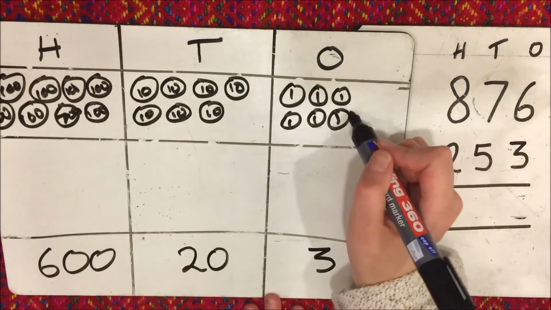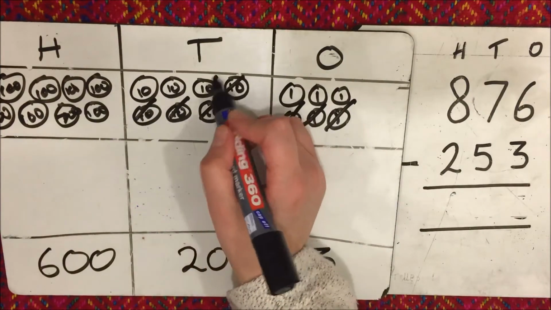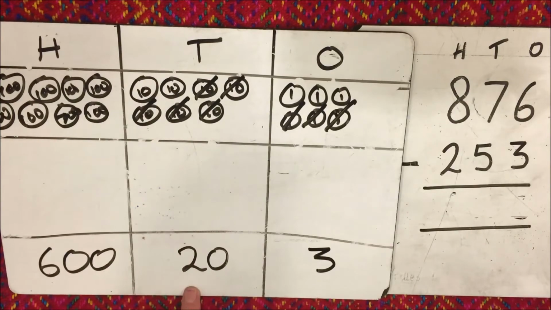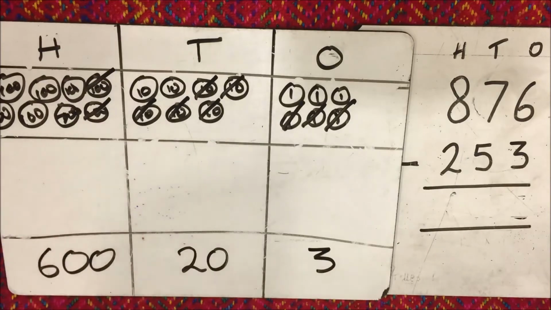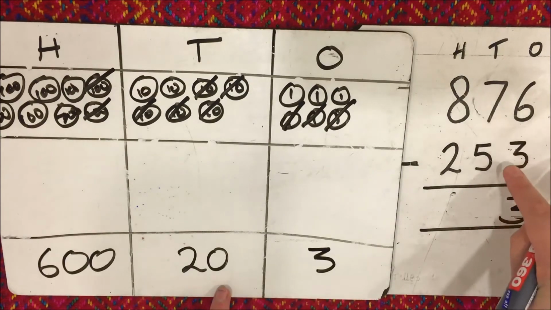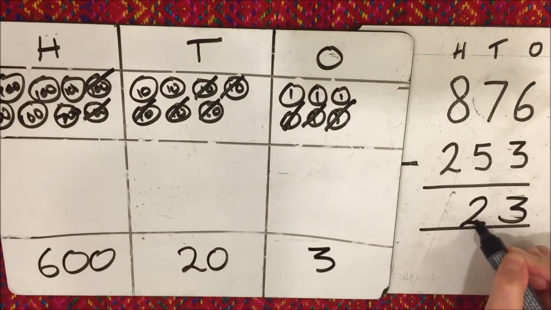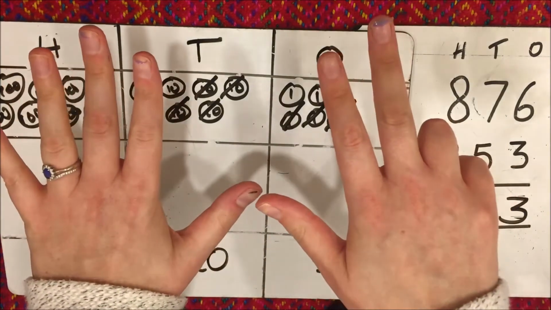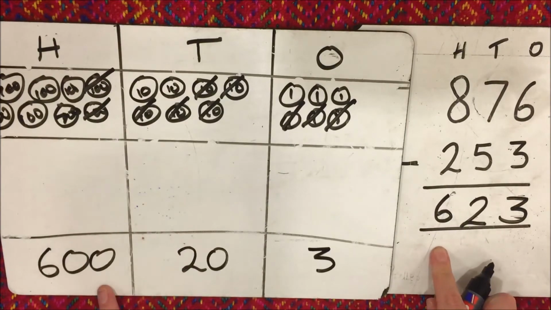So 6 take away 3. 1, 2, 3. I'm left with 3. 7 tens take away 5 tens. 1, 2, 3, 4, 5. I'm left with 10, 20. 800s take away 200, so I cross out 100, 200. I'm left with 600, and it works the same here. 6 ones take away 3 ones is 3. 7 tens take away 5 tens is 2 tens, so the 2 here means 20. 800 take away 200 is 600, so the 6 here means 600.